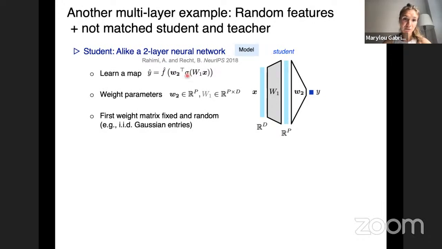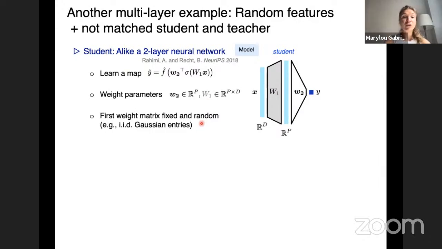So we have a first product between the first weight matrix and the inputs, a nonlinearity, and then an output weight vector, and potentially another nonlinearity. But actually, the weight parameters that we are going to learn are only the second ones, and we are going to have fixed first weight matrices. That can be, for example, with Gaussian IID entries.